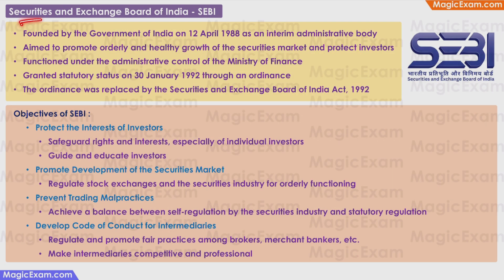Next, let us talk about the Securities and Exchange Board of India, SEBI, which is a very important topic in this chapter. SEBI was founded by the Government of India on 12th of April of 1988 as an interim administrative body. This was aimed to promote orderly and healthy growth of the securities market and to protect investors. Initially, it functioned under the administrative control of the Ministry of Finance. Later, it was granted a permanent statutory status on 30th January of 1992 through an ordinance.